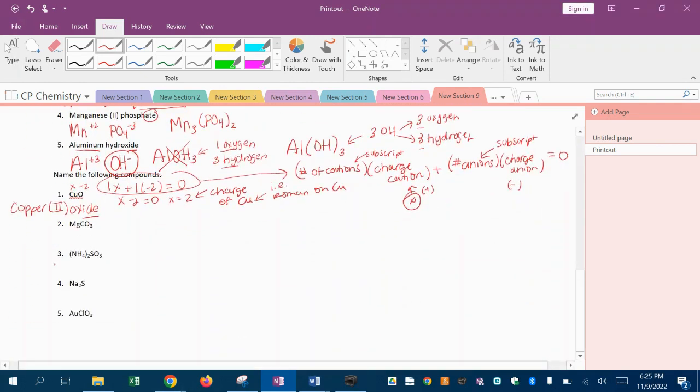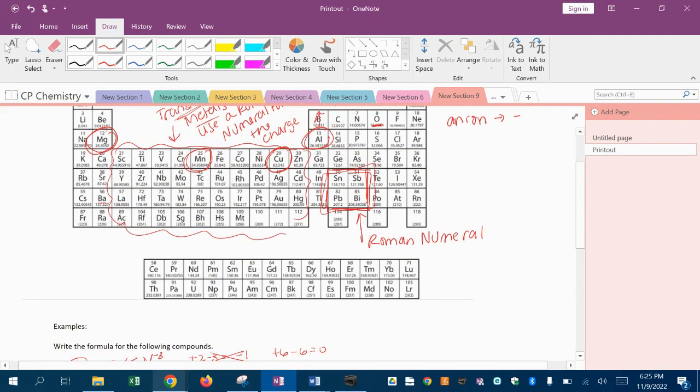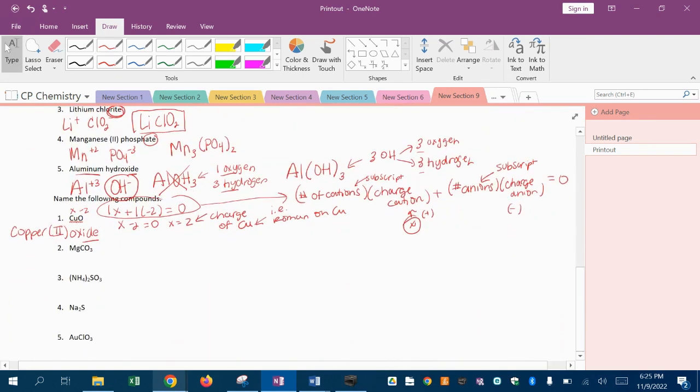So I have my cation first. Whether we're writing formulas or naming compounds, the cation always comes first. Think about it. Why would it come first? Well, the cations are on the left side. Those are your metals. And then the anions are on the right side of the staircase. So it reads just like the periodic table. You start with the cations and we move to the anions. So if you ever forget, you can just think about the charges and how they're arranged on the periodic table.